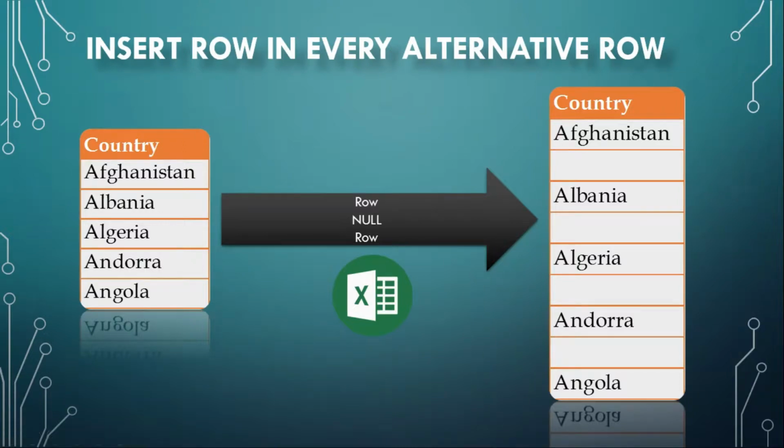Inserting a new row is pretty easy, but what if the scenario asks for inserting alternative blank rows for 10 or 15 lines? Pretty difficult, right? So let's learn how to do this using Excel and through VBA.